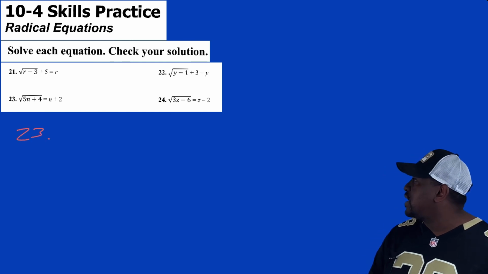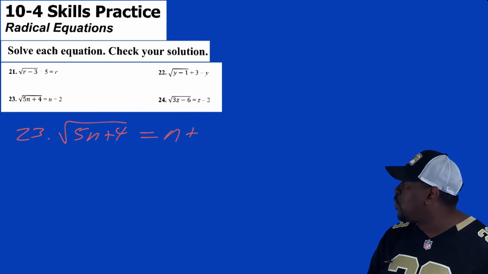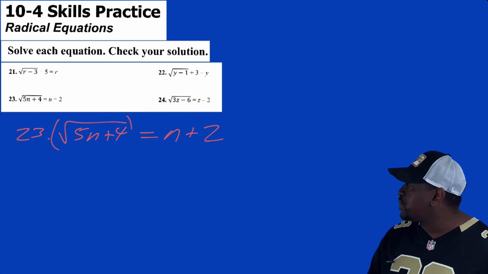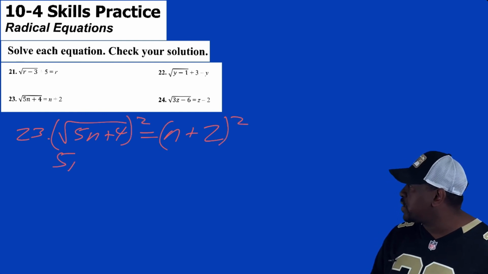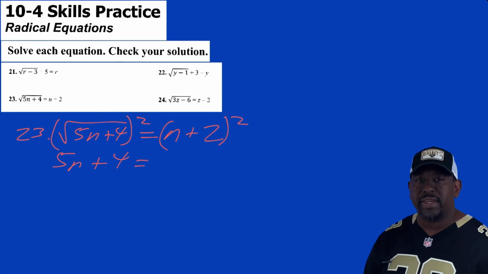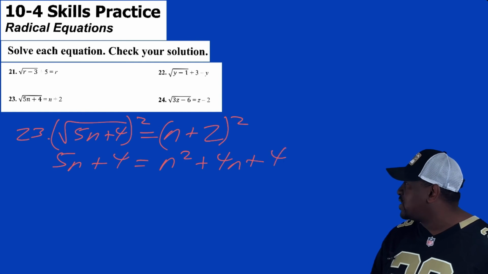So we got one more problem, I thought we were done. We have the square root of 5n plus 4 equals n plus 2. Again, we're going to square both sides to get rid of the radical. We end up getting on the left, 5n plus 4. We simplify the right side. You can kind of do this in your head.